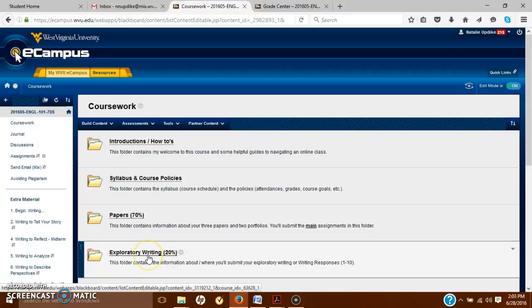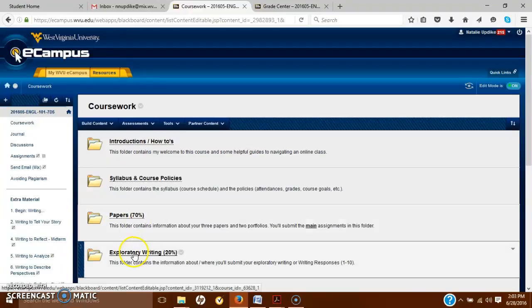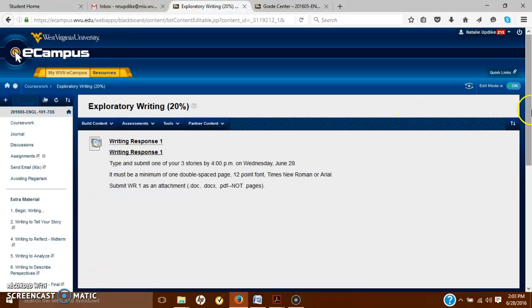These exploratory writings you cannot revise, okay? So like the papers you can revise, you have until the end of the semester. That would be August 5th to revise them. But the exploratory writings, you cannot revise them. You get a grade on those, and then the total of the grade counts as 20% overall.